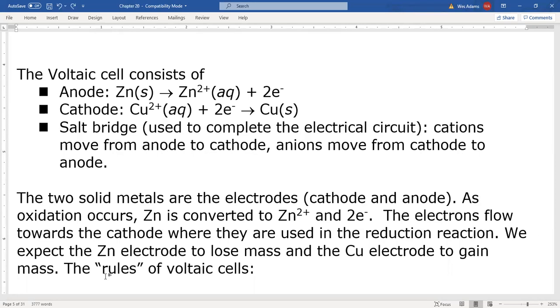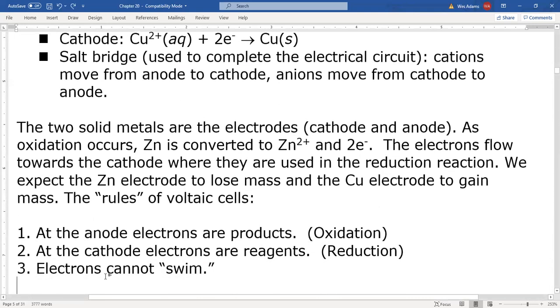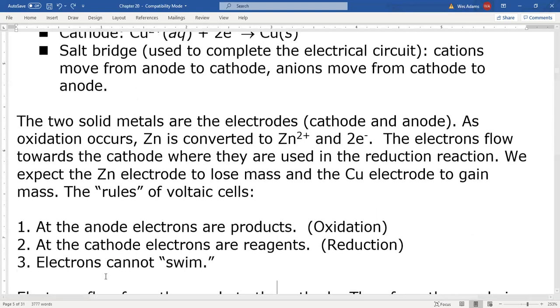So the zinc in the anode is converted to zinc 2 plus and electrons. Those electrons flow via the external circuit to the cathode where those very same electrons are used in the reduction. So we'd expect the zinc electrode to lose mass, the copper electrode to gain mass. So here are the rules of voltaic cells. On the anode, the electrons are products. On the cathode, the electrons are reactants. And the electrons can't swim. That is, they can't go through the solution from one electrode to the other. They have to travel via the external circuit.